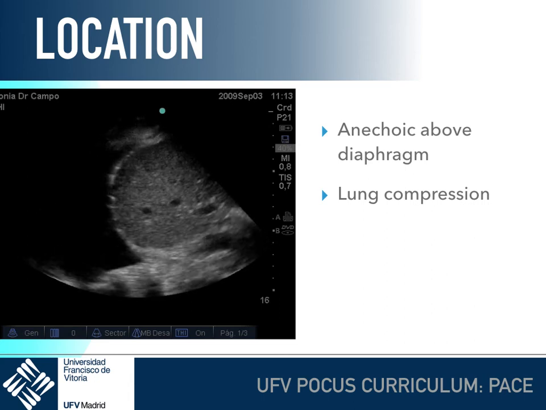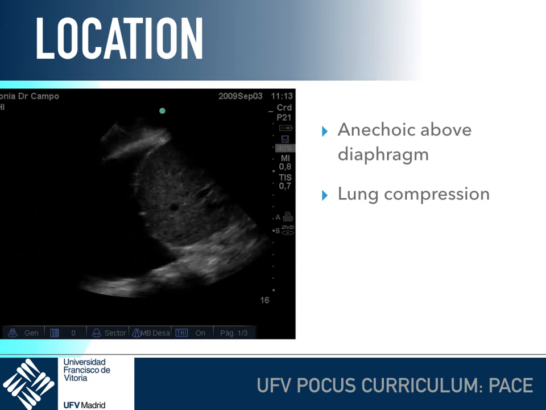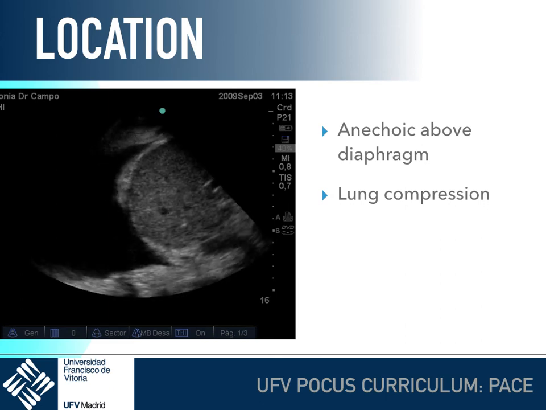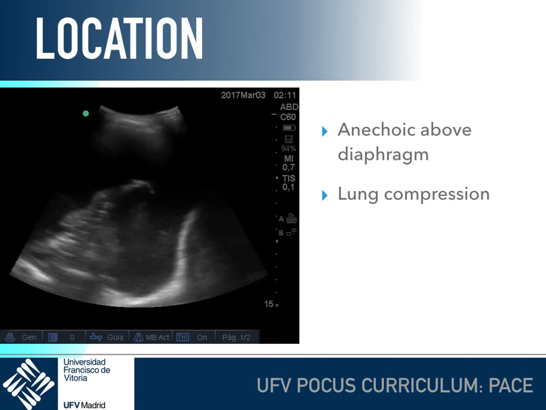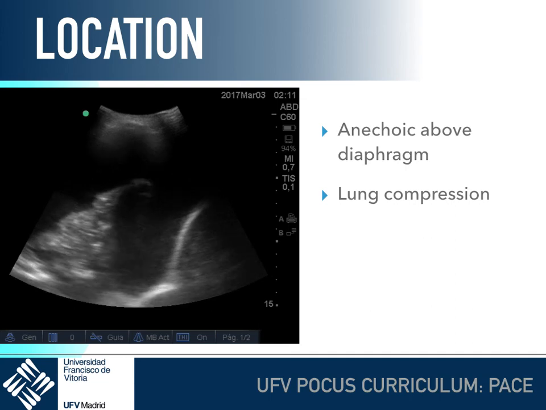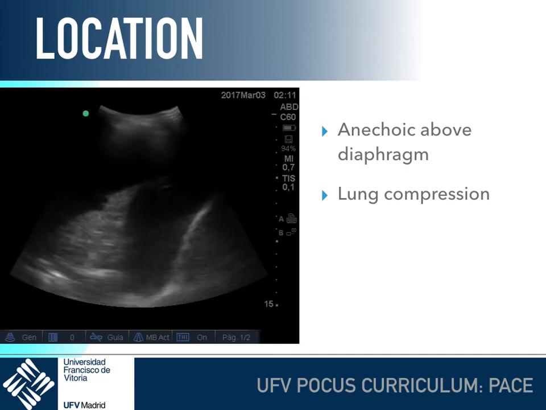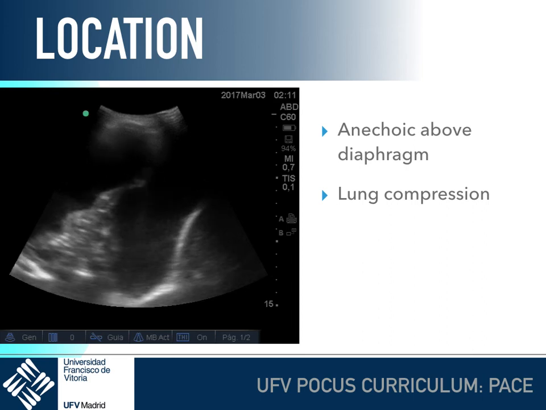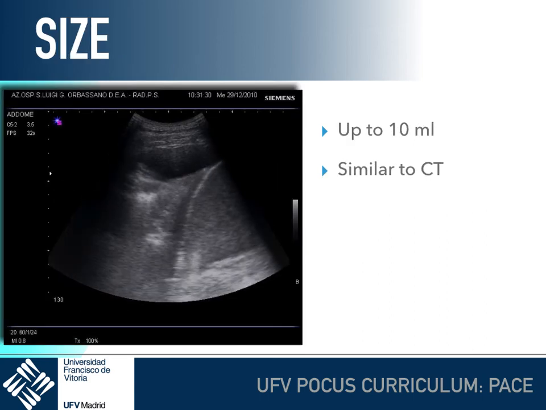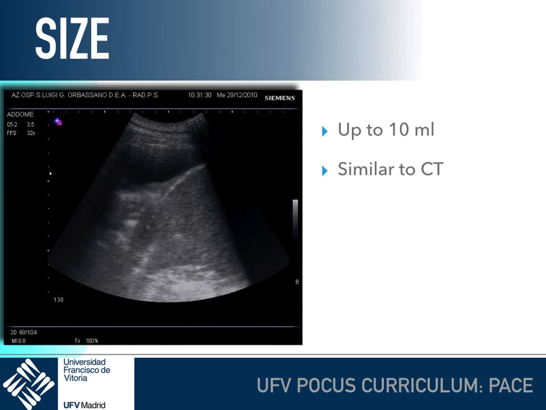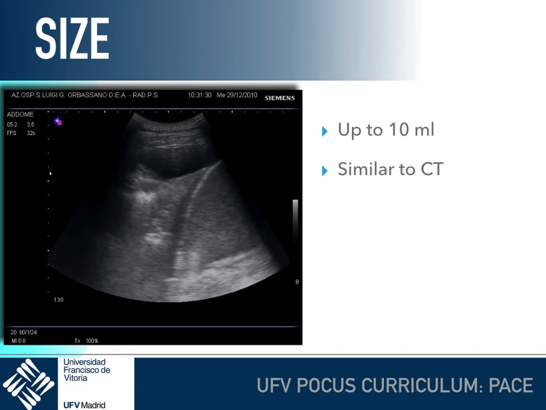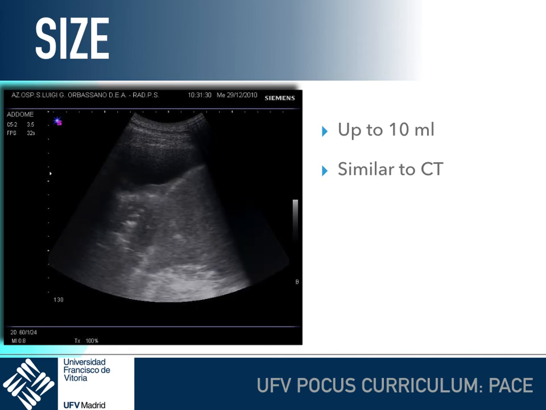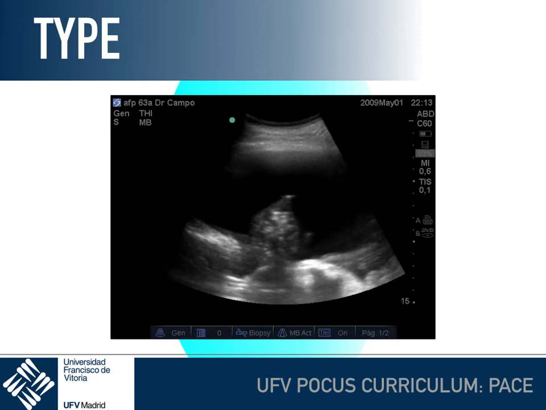In terms of location, there's something which is black, anechoic, above the diaphragm, like in this clip, with a lung compression. This image, like floating inside the fluid, is the lung totally compressed by the fluid. The size. We can evaluate really small amounts of fluid, like in this clip, up to 10 milliliters, which is similar in terms of sensitivity to a CT scan.